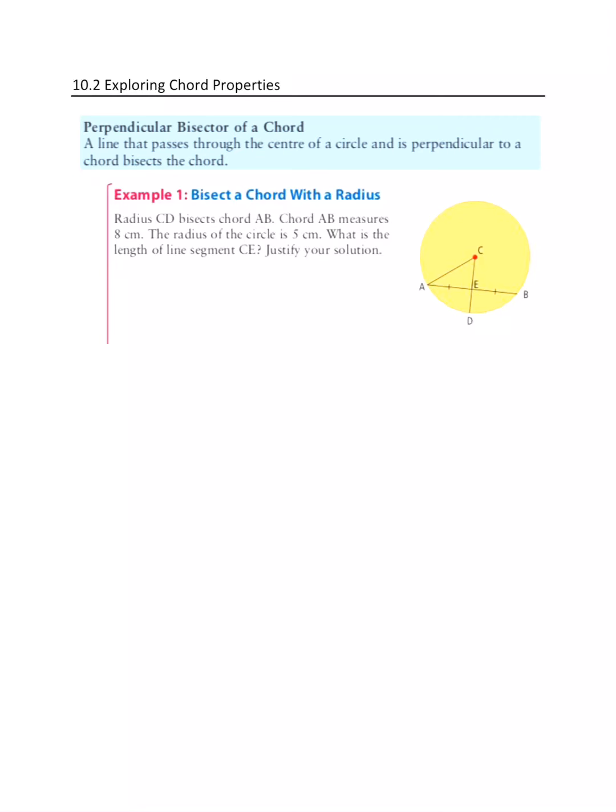So a couple terms that we will need to know is the word perpendicular, which means 90 degrees. So if something's perpendicular, that means it's at 90 degrees. So it's indicated by usually a little square like this.